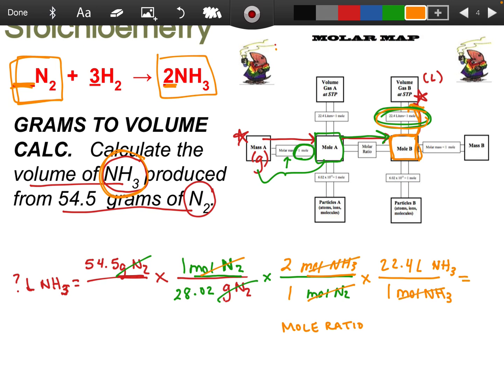So moles of NH3 cancels out, and now we just solve. We multiply all the numbers across the top: 54.5 times 2 times 22.4 divided by 28.02. Then we have to round to sig figs. The first number, 54.5, has 3 sig figs. Our molar mass has 4 sig figs. The mole ratio we do not use for sig figs. And 22.4 has 3 sig figs. So our final answer would be 87.1 liters of NH3. This is saying if we started with 54.5 grams of nitrogen, we would produce 87.1 liters of NH3.